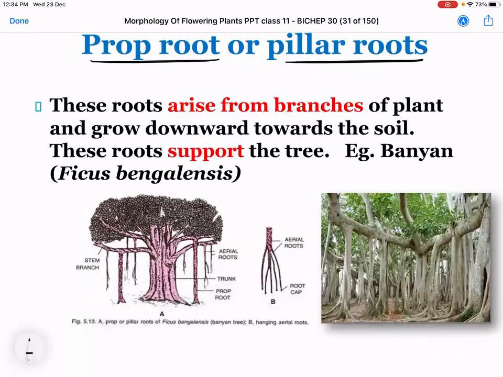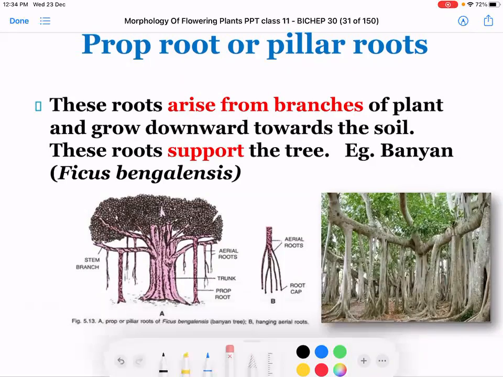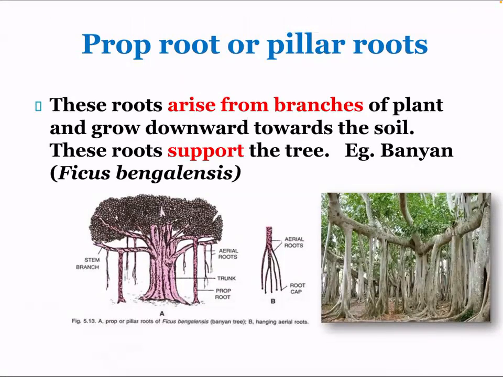So a particular prop root is pillar roots. And the very genuine and most common example of pillar or prop root is the banyan tree, which is around us. Ready? So this root arises from branches. There it arose from nodes. Here they arise from the branches and grow downward toward the soil. It is also supporting the tree. For example, banyan tree, that is Ficus benghalensis, is the scientific name of the banyan tree. Ready? So please take the screenshot of it.